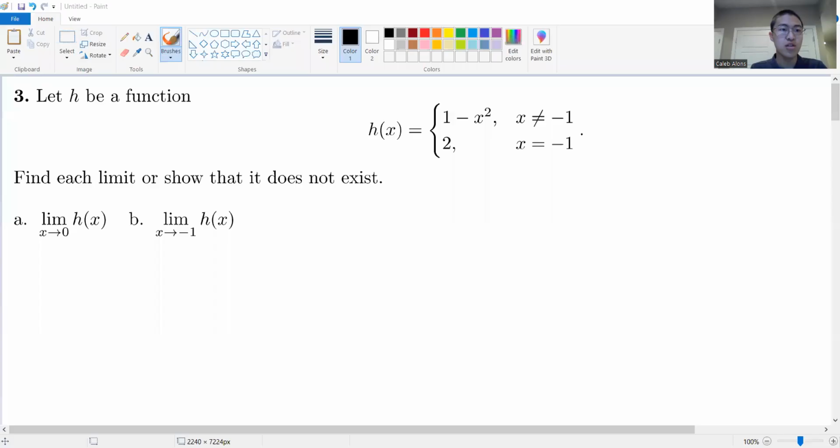Now that we are talking about limits, we have different kinds of discontinuity. And the first kind of discontinuity, or at least that we talk about, is jump discontinuity. So this is practice problem 3 from jump discontinuity and the limits of piecewise functions.